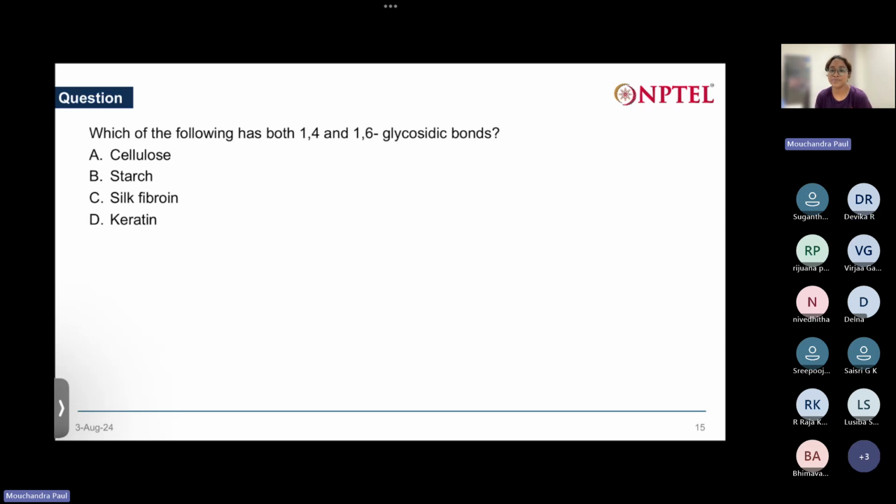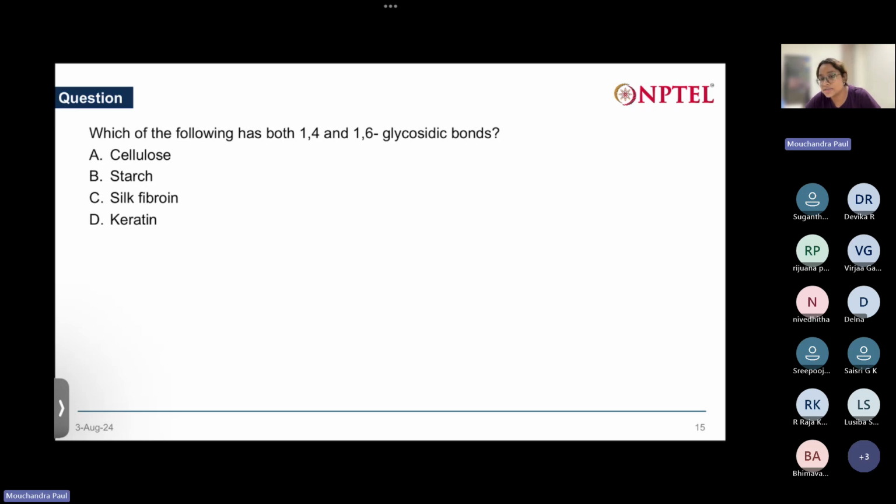Starch. Yes, it's starch. Why is starch? It has both 1,4 and 1,6 linkages. Cellulose doesn't have both, it has only 1,4. Now, can C and D have these glycosidic bonds? Keratin doesn't have them. Silk fibroin, I don't know.